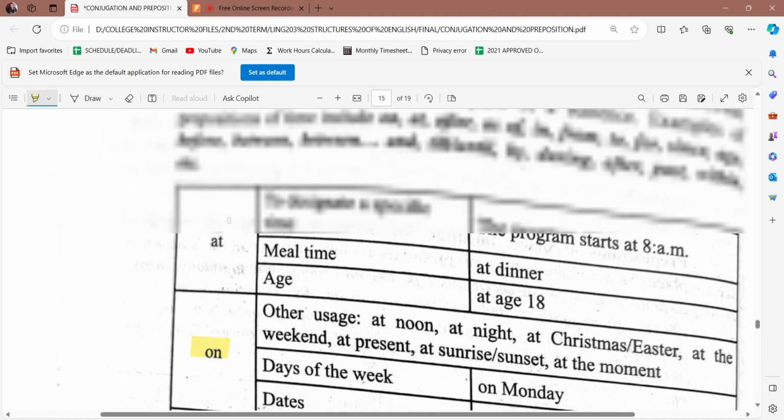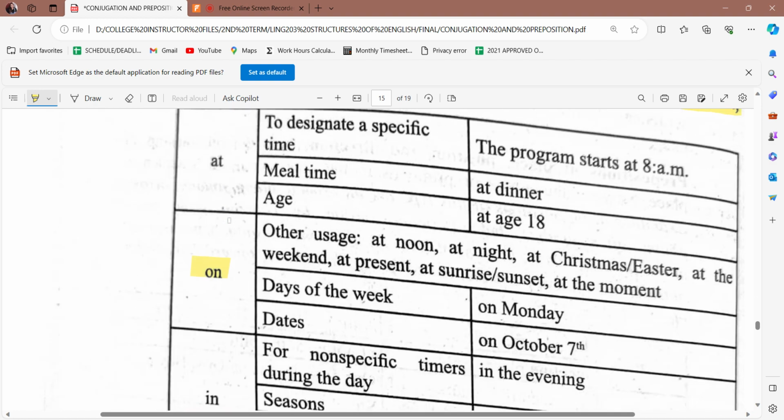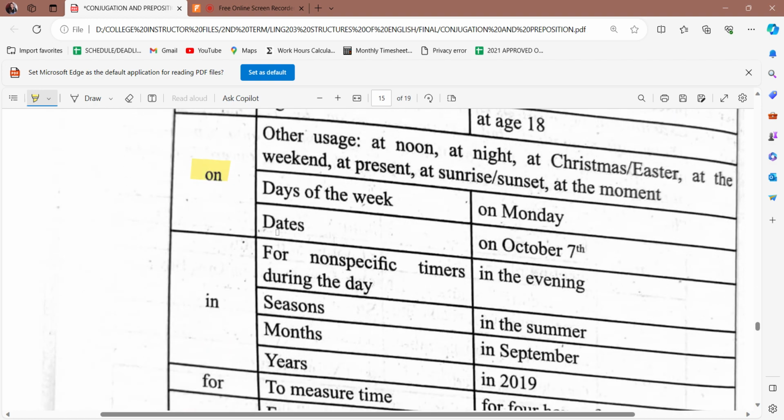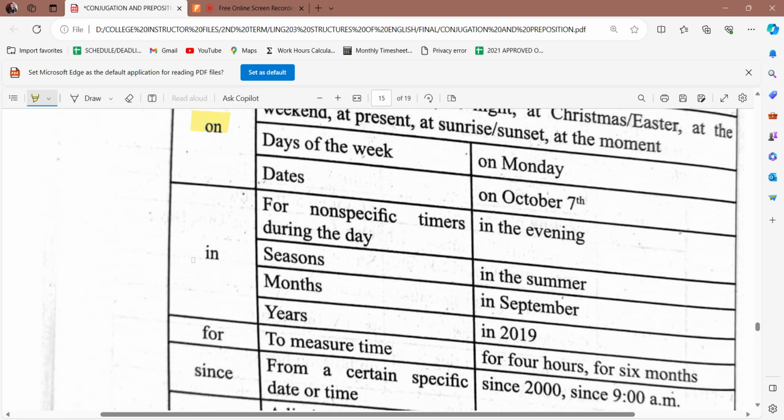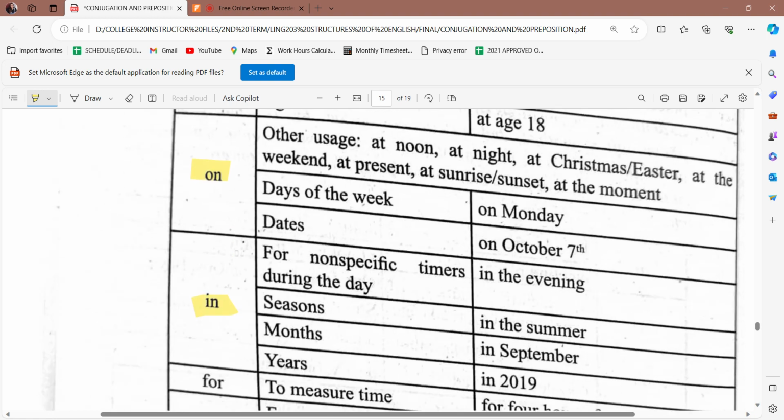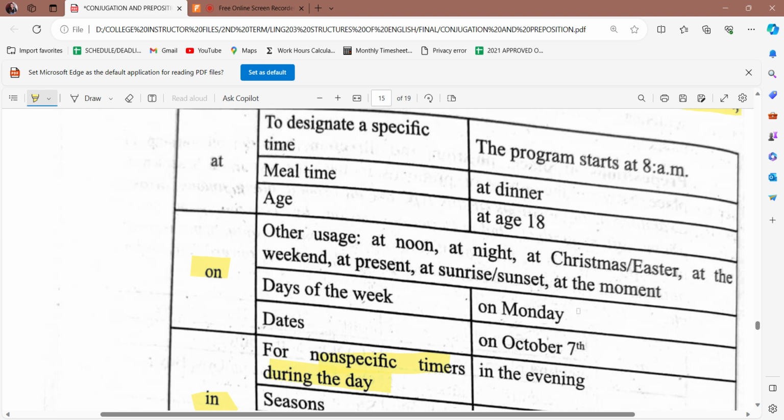We also have the preposition of time on. We use on for days of the week, such as on Monday, or for dates, on October 7th. And then we use in for non-specific times during the day. We have in the evening, so it's not specific. It just says in the evening.